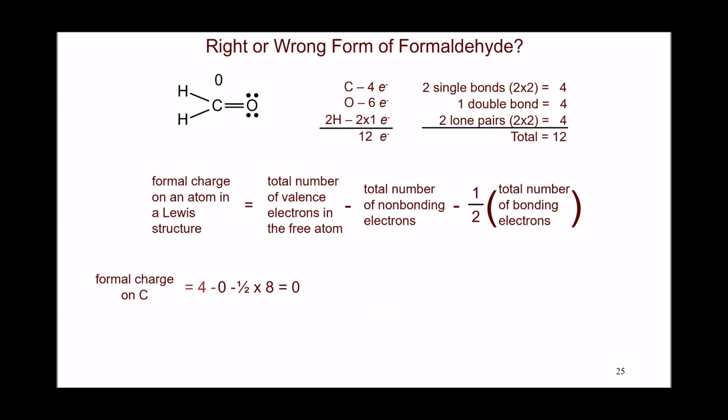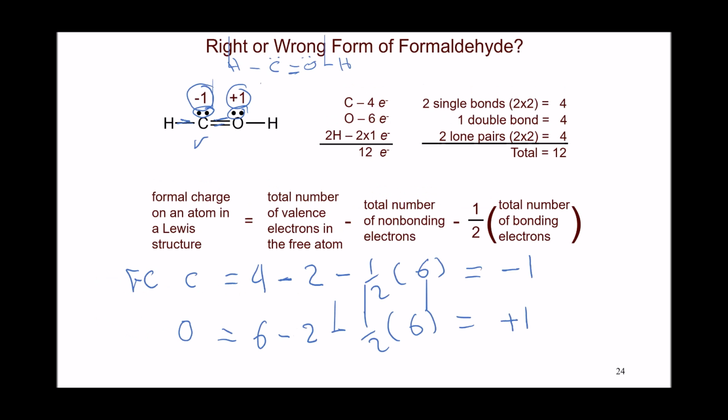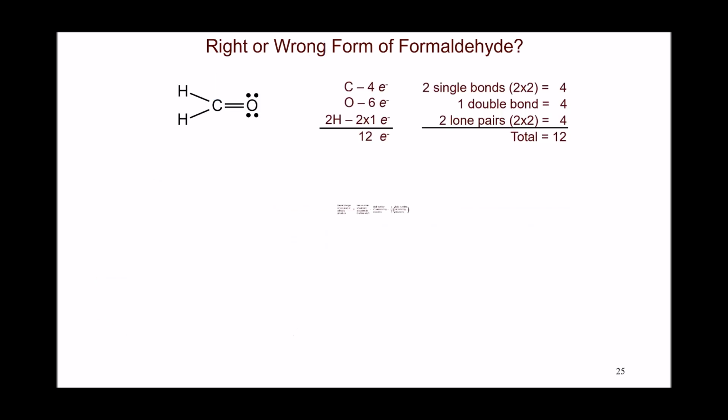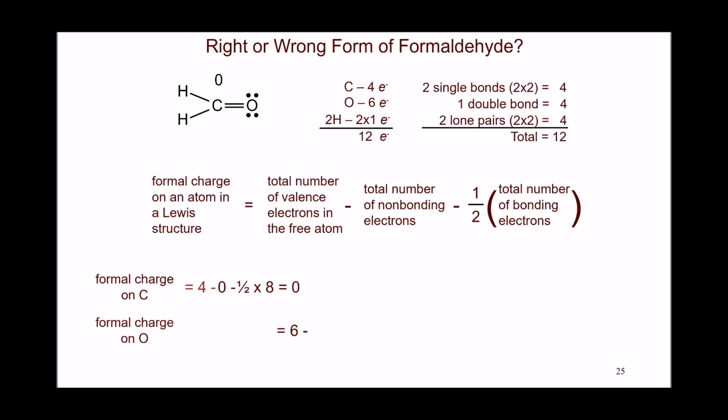Right? For oxygen, it's 6 minus 4 minus half of 4. It's 0 again. And instead of having -1 and +1 in the previous example, we have 0 and 0 in this example. So that takes us to what is the rule for formal charge. The most stable and most correct Lewis structure is going to be the one with formal charge that is as close as possible to 0.